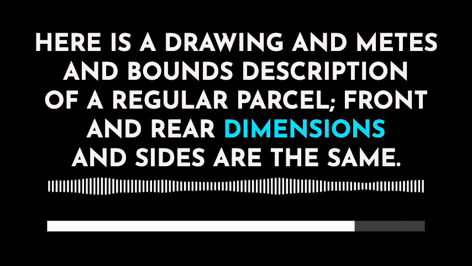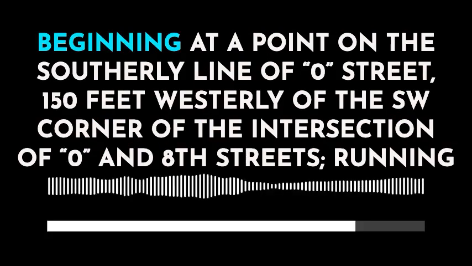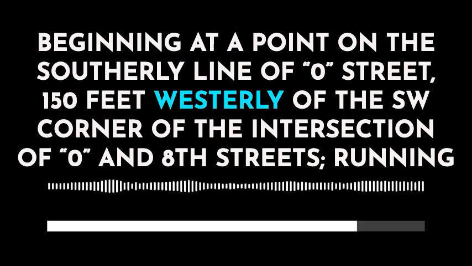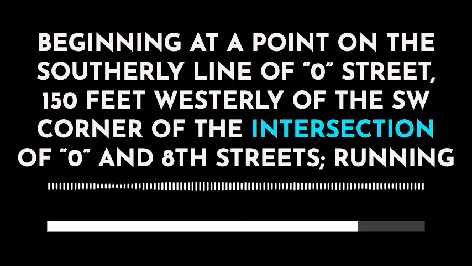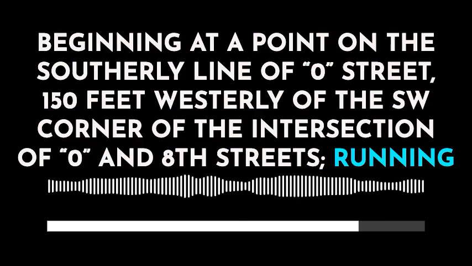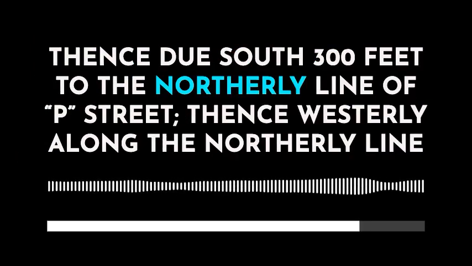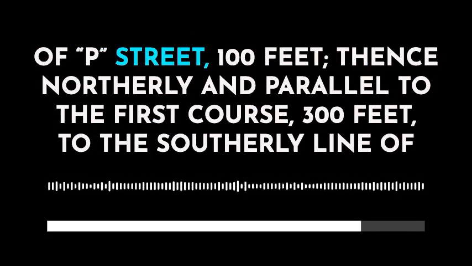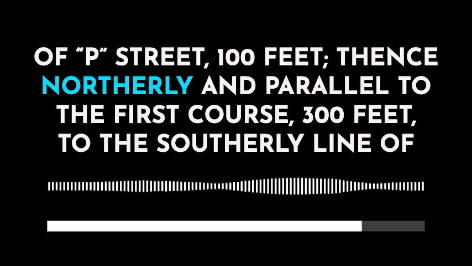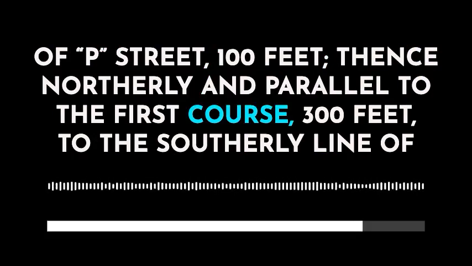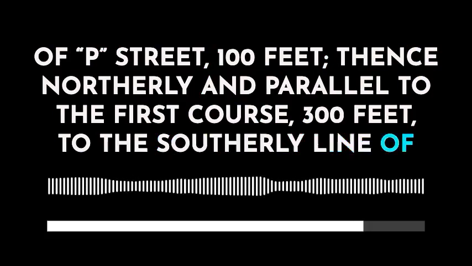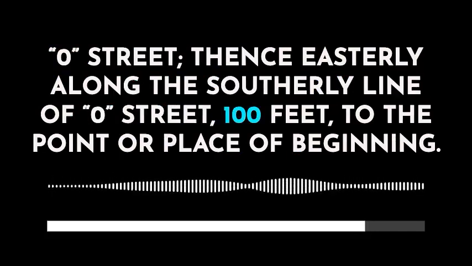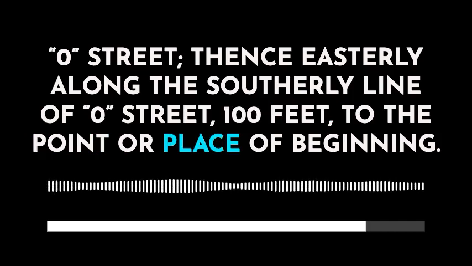Front and rear dimensions and sides are the same. Beginning at a point on the southerly line of O Street, 150 feet westerly of the SW corner of the intersection of O and 8th Streets, running thence due south 300 feet to the northerly line of P Street, thence westerly along the northerly line of P Street, 100 feet, thence northerly and parallel to the first course, 300 feet, to the southerly line of O Street, thence easterly along the southerly line of O Street, 100 feet, to the point or place of beginning.